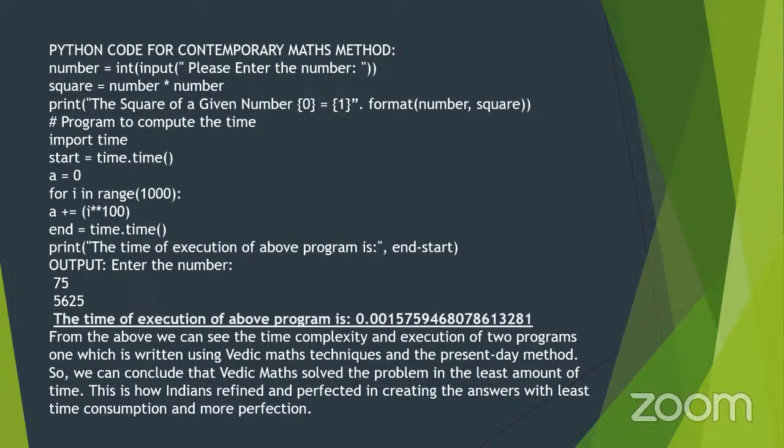Even our brain calculates the same. If you use the conventional method and if you use the Vedic maths method, our brain quickly responds to it. From the above, we see the time complexity and execution of the two programs, one written with the Vedic maths technique and the other the present-day method. We can conclude that Vedic math solves the problem in the least amount of time. This is how Indians defined perfection, creating answers with the least time consumption and more perfection.